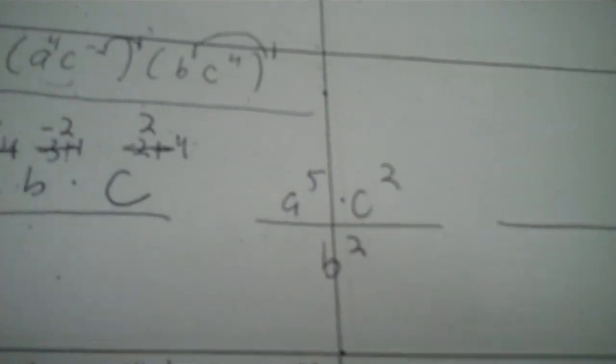That has to move to the bottom, that factor does. So a to the fifth times c to the second, b goes down where it becomes a positive 2. Then you can rewrite it as a positive exponent. A to the fifth times c to the second, then b to the second.